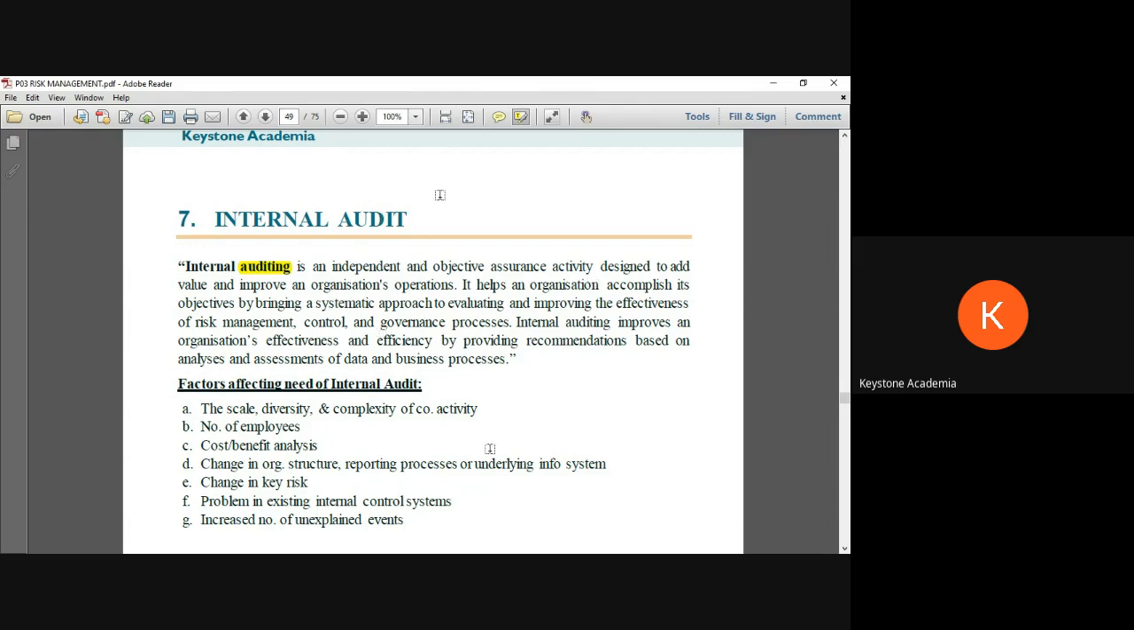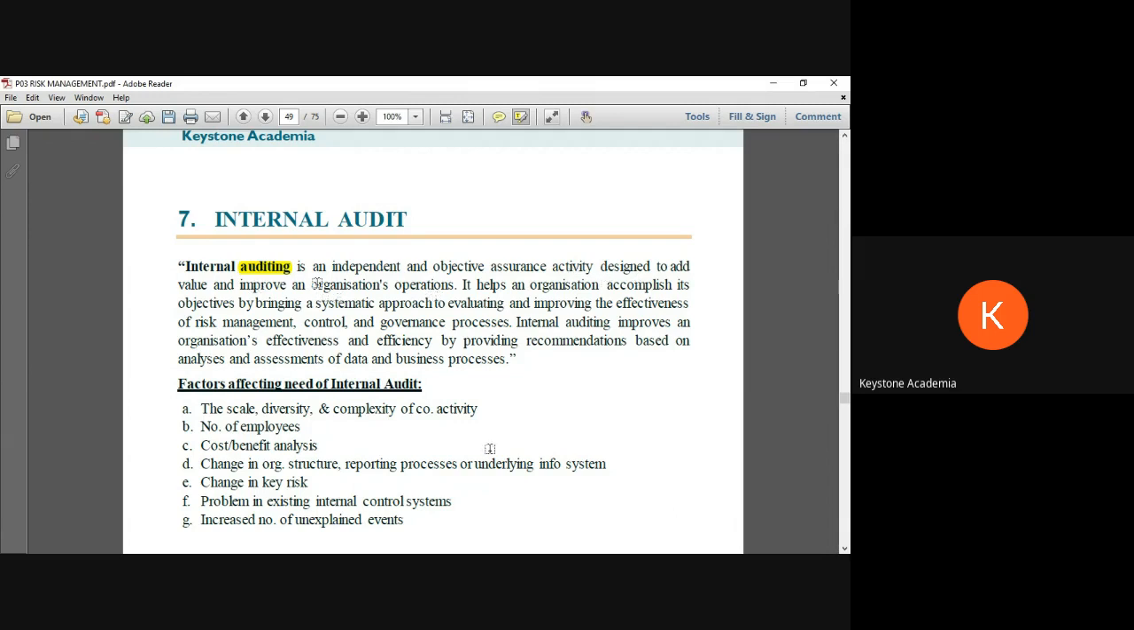External audit mostly goes by the law. In the CIMA syllabus, we are not studying external audit. We are not studying the laws or anything. But internal audit is in the scope of CIMA qualified because this is part of risk management. If you go with their definition, internal auditing is an independent and objective assurance. Objective is unbiased. Assurance, we are giving them confidence. Activity designed to add value and improve an organization's operations.